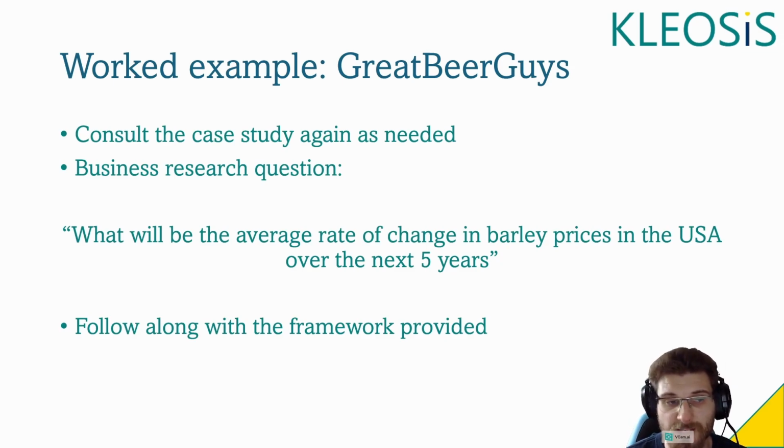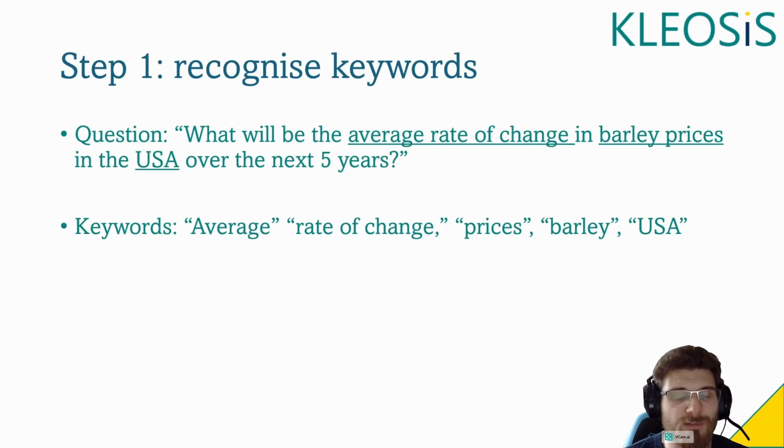And if you remember from the case study and from module 1, the business research question we came up with for Great Beer Guys was, what will be the average rate of change in barley prices in the USA over the next 5 years? So I've made a framework which is linked at the bottom of the course page again. It's based on my experience of how I've several times gone from figuring out what a business research question might be to figuring out what data exists and how to map that data to what I actually need. So the first step is you want to recognize keywords.